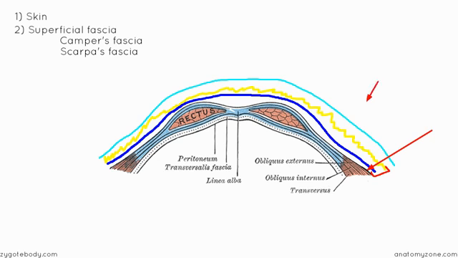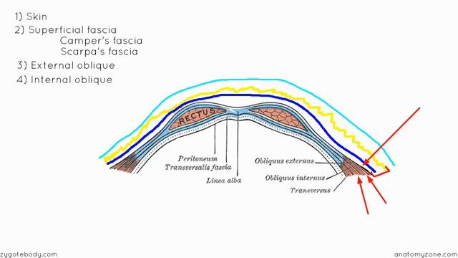If we're chopping through here, then we'll pass through the aponeuroses of these muscles, and obviously if we put it through here we'll pass through the rectus sheath and the rectus abdominis muscle. So let's just say we're passing the knife through this part here. So we've gone through skin, and then the superficial fascia, which consists of Camper's and Scarpa's fascia, and now we're going to go through these three muscles. So this is the external oblique, then the internal oblique, and then finally the transversus abdominis.